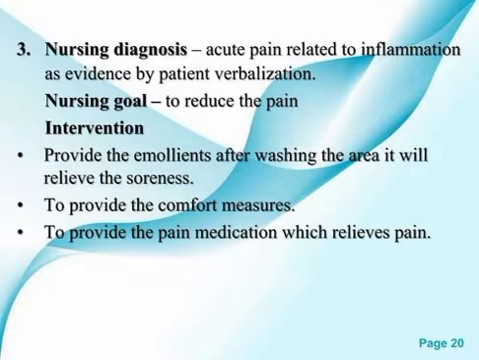Next, the nursing diagnosis, which includes acute pain related to the inflammation as evidenced by patient verbalizations. So we have already learned that psoriasis can also be related with arthritis. So the nursing diagnosis can also be related to inflammation as evidenced by the patient verbalizations. The nursing goal in this diagnosis is to reduce the pain. In these interventions, we have to provide emollients after washing the area. It will relieve the soreness, and it will provide some comfort measures, and we provide pain medications which relieve the pain. So these are some of the nursing diagnoses which are related to psoriasis.